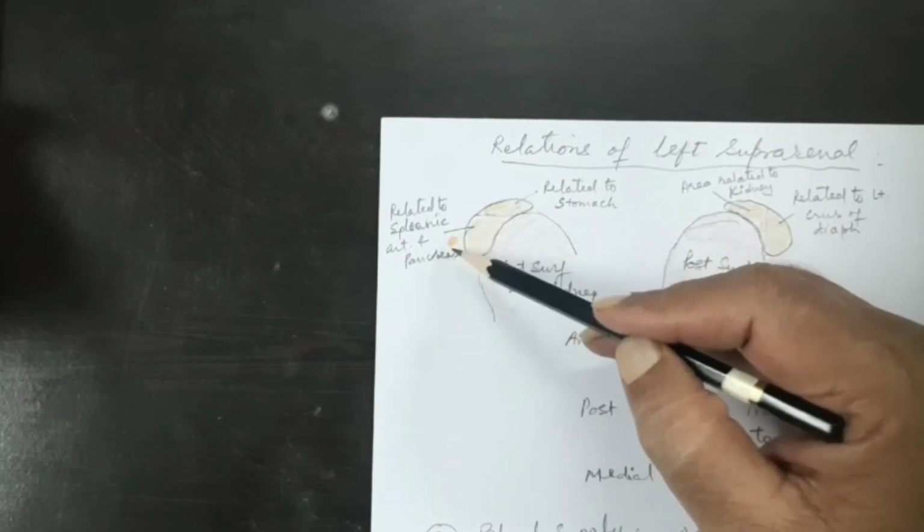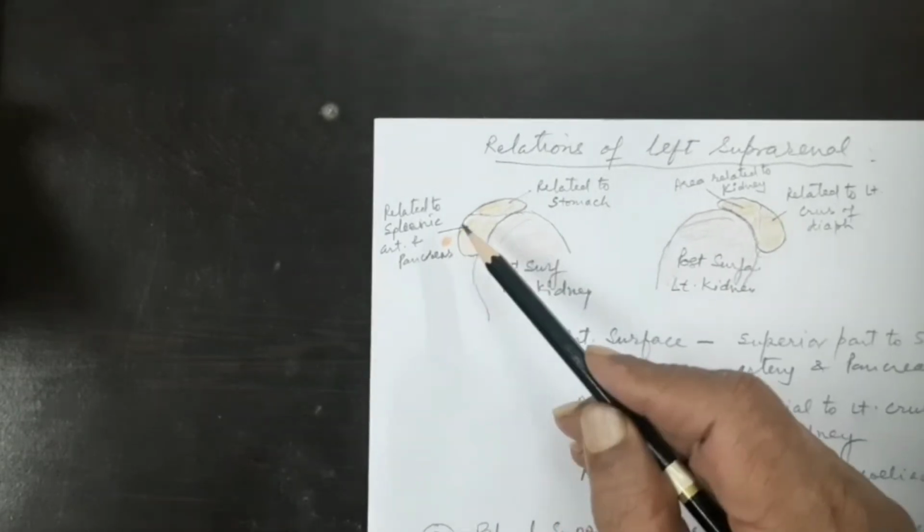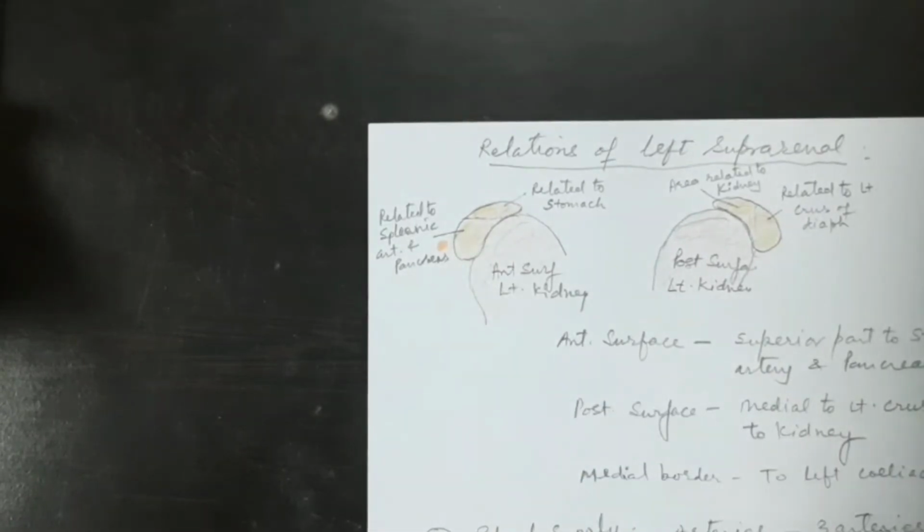So the medial border is related to the left celiac ganglion, and just close to it will be the left gastric vessel, that means artery and vein, which runs on to the lesser curvature of the stomach, will be related here.